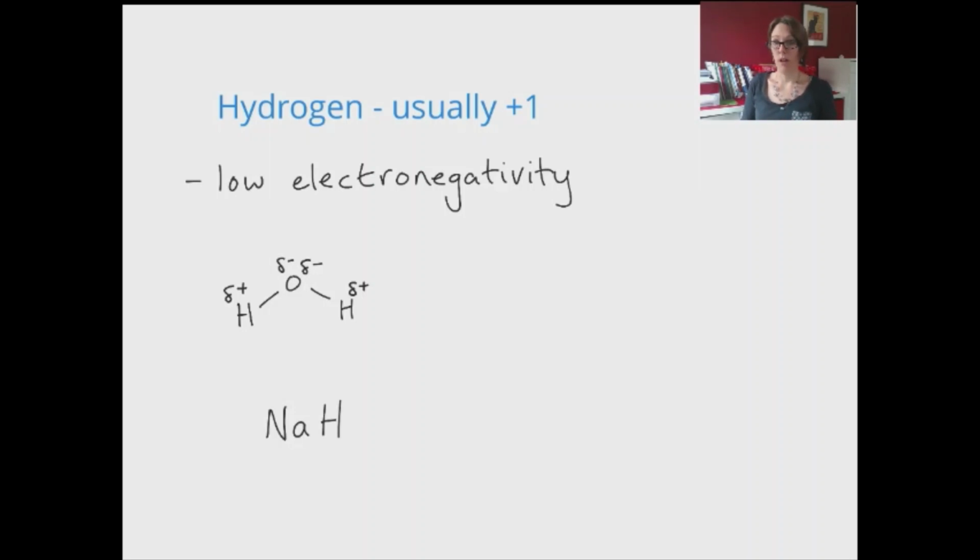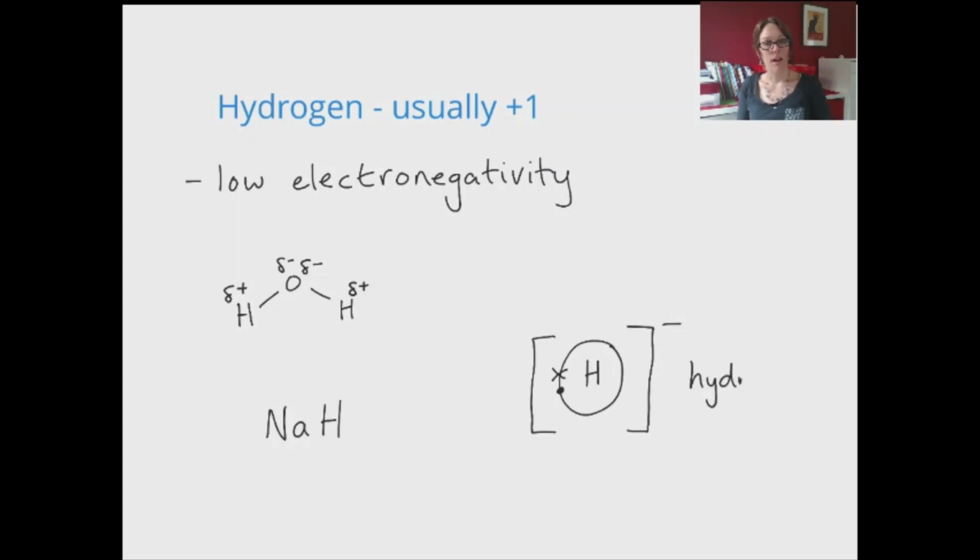The other option for hydrogen, though, is that it can react with metals. And if it reacts with metals, then obviously the metal would be the least electronegative. And it would form a negative ion, and that would be called a hydride ion. So again, we have clues in our naming, because H+ is the ion that we're more used to hydrogen forming, because it's normally bonded to something like oxygen.